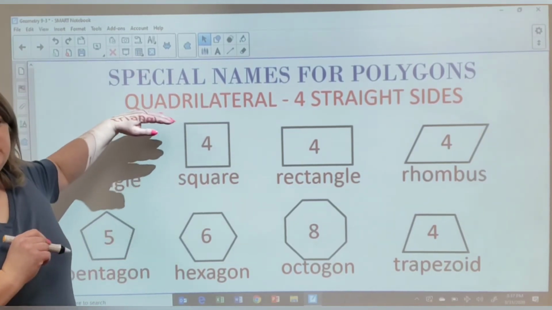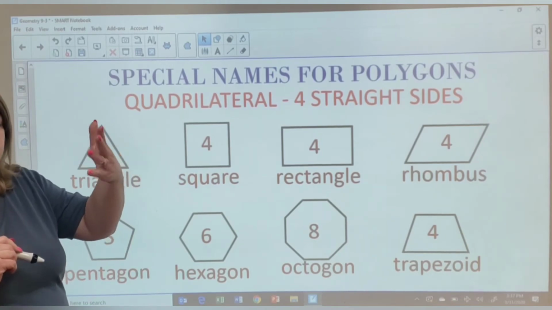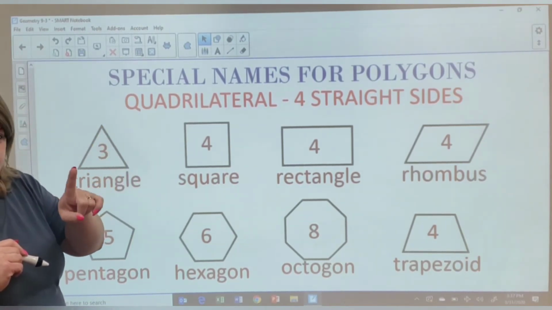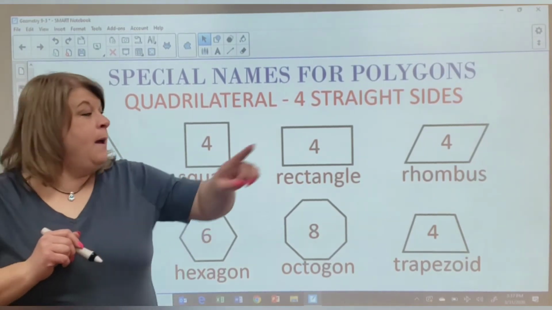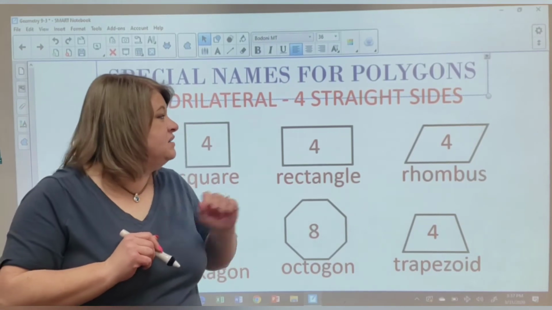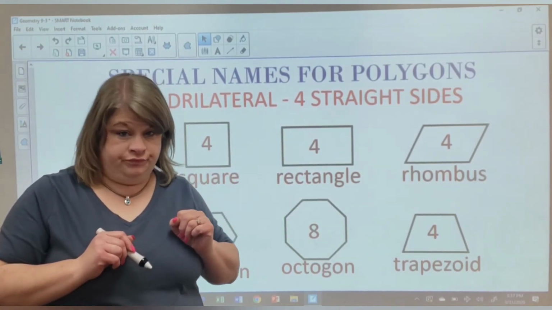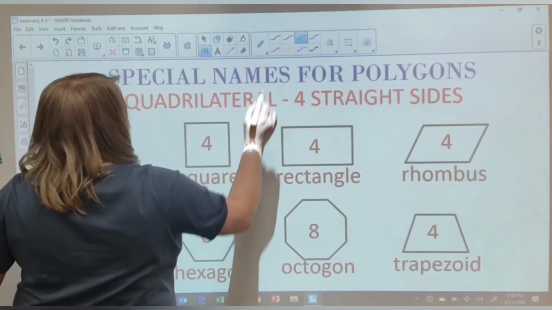A quadrilateral. Try that with me. Quadrilateral. It has 5 syllables. One more time, you try it. Quadrilateral. Good. A quadrilateral is any polygon that has 4 straight sides. Okay? Any polygon that has 4 straight sides.